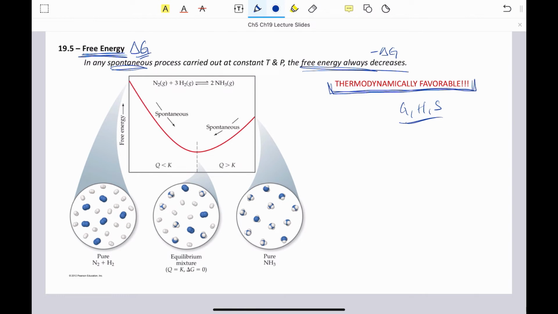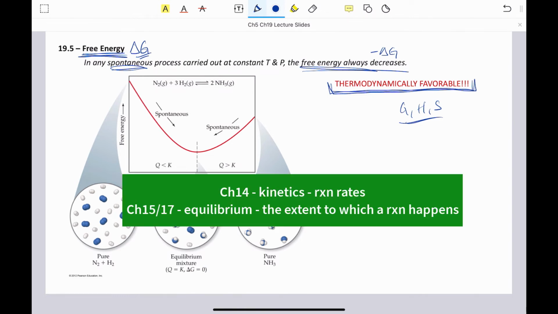That's kinetics, which we'll talk about in chapter 14. That would tell us how quickly whatever it is should happen. And equilibrium, which is kind of what this stuff is talking about.